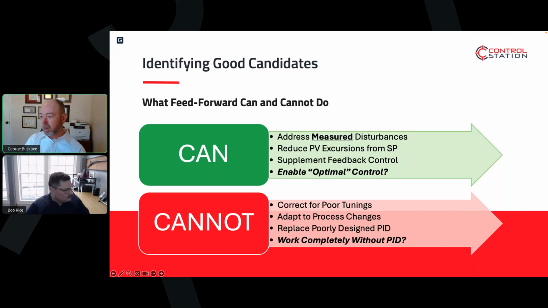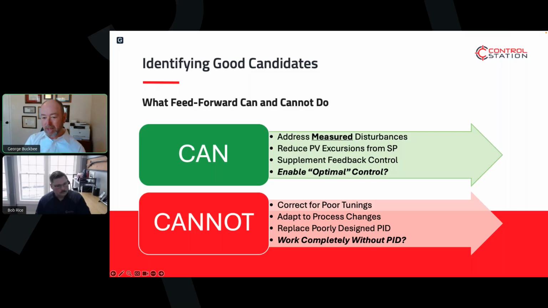All right, so let's start on feed forward. What can a feed forward controller do and not do? Just set some expectations for what this thing can do. Well, what feed forward can do is it can address measured disturbances. If I can see that something's going to happen, I can do something about it. I look outside, I see that it's getting cloudy, I'm going to go for a walk. It might rain, so I'm going to take an umbrella, right? I'm going to do something about it. A measured disturbance. I can see something happening, I can do something about it.